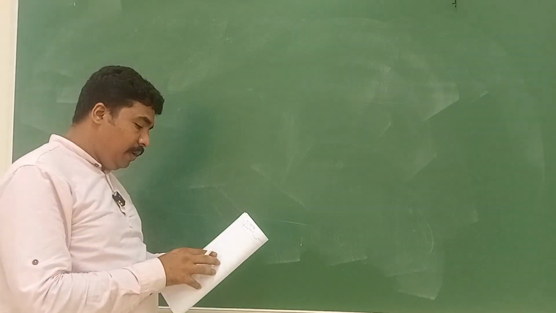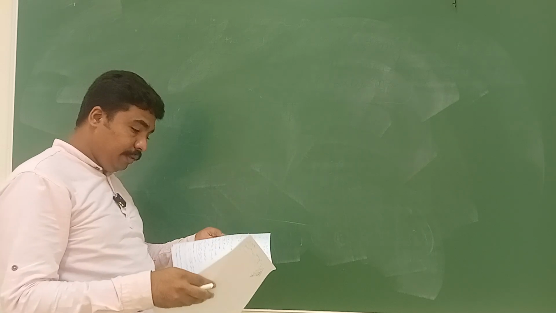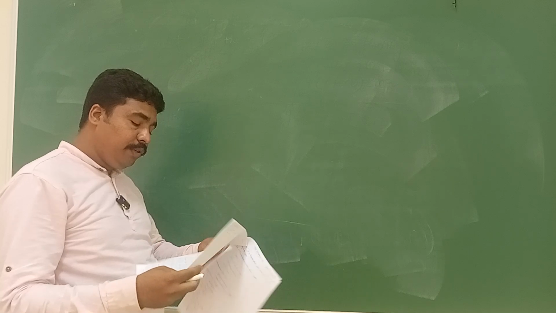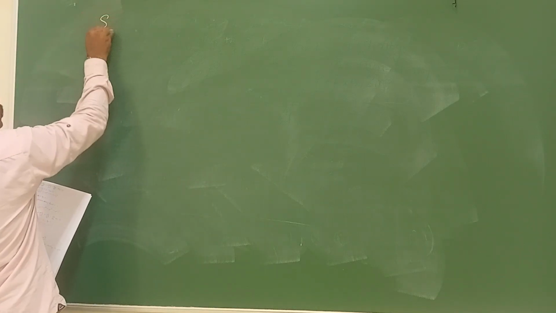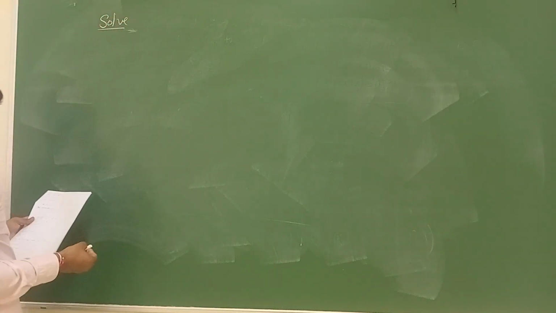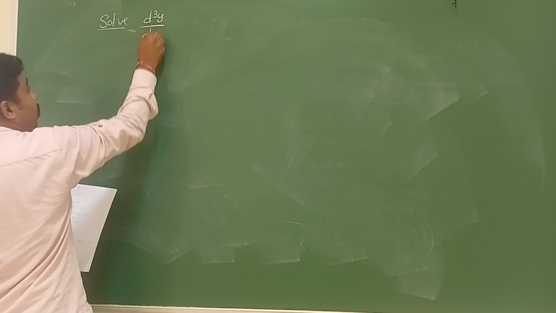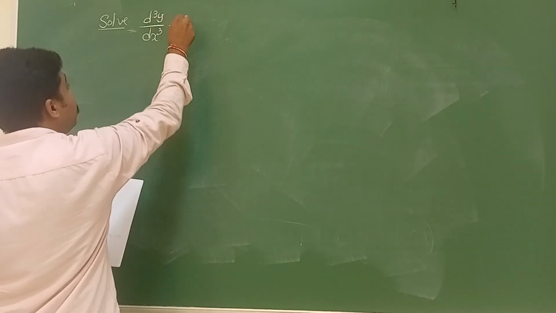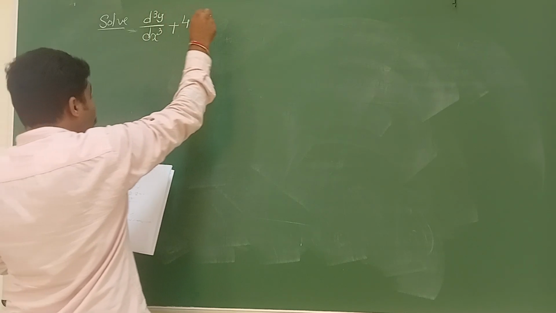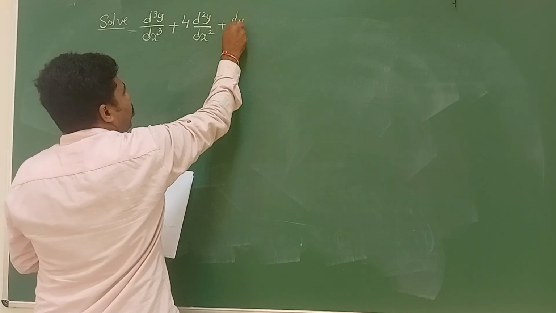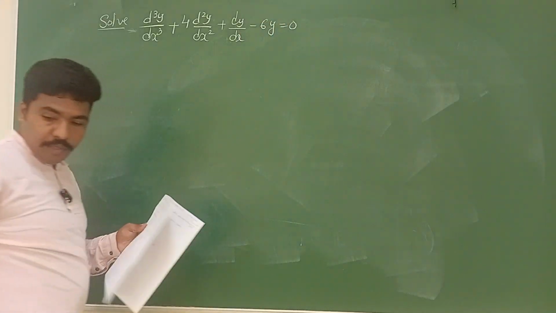Let me take one simple example. Now we are dealing with homogeneous equations. In the next session, I'll take the non-homogeneous differential equation and its solution. Now I will take a simple example. Solve d cube y by dx cube plus 4 into d square y by dx square plus dy by dx minus 6y equal to 0.